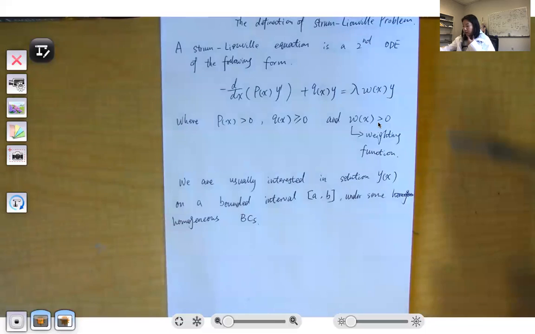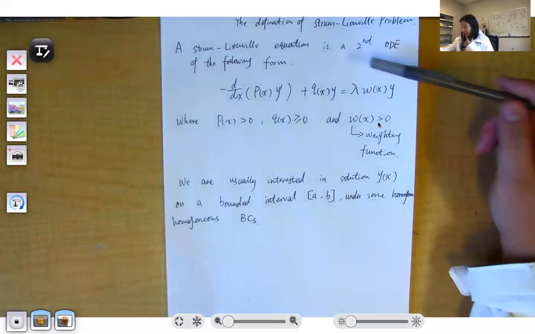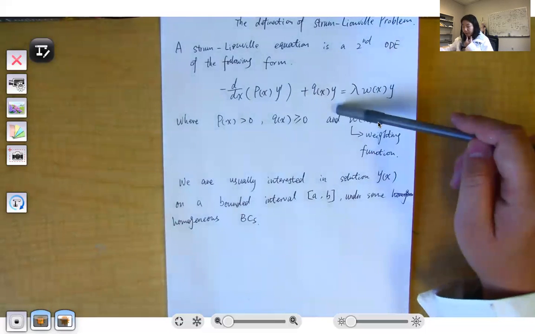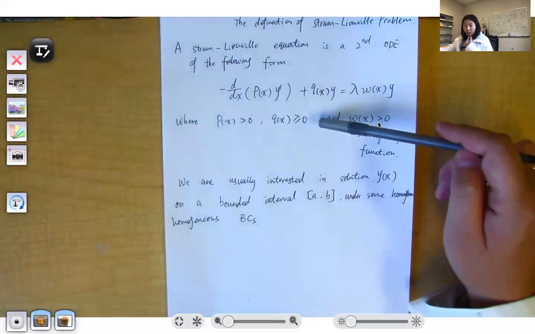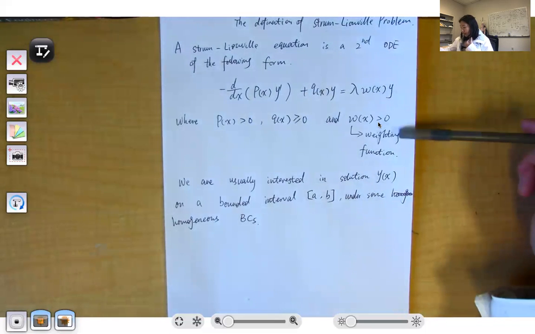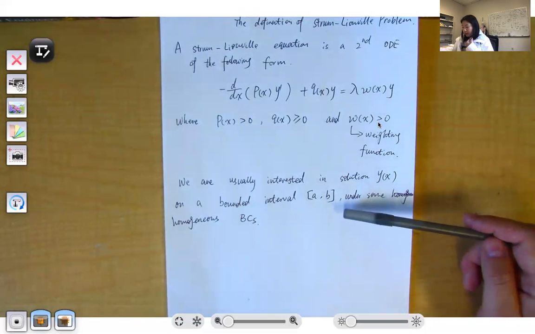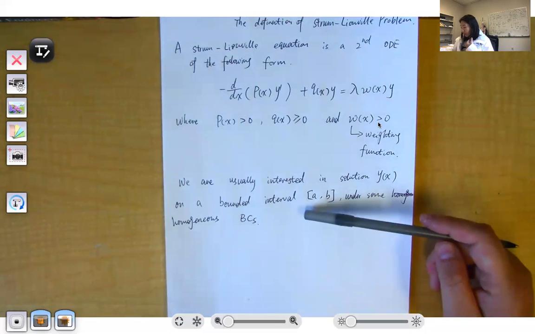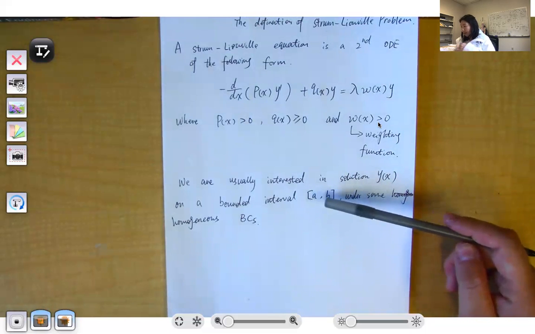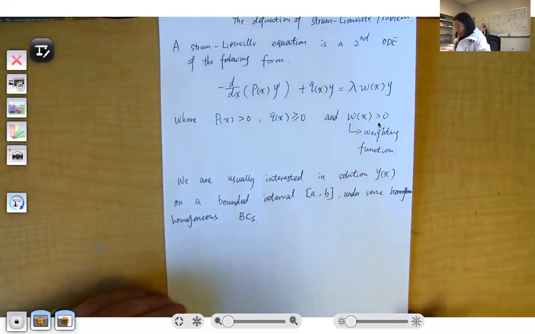So the Sturm-Liouville equation needs to satisfy this form, where the coefficients have to be bigger than or equal to 0. You have a weighting function as well. And usually you are interested in boundary conditions where x falls into the interval between a and b.